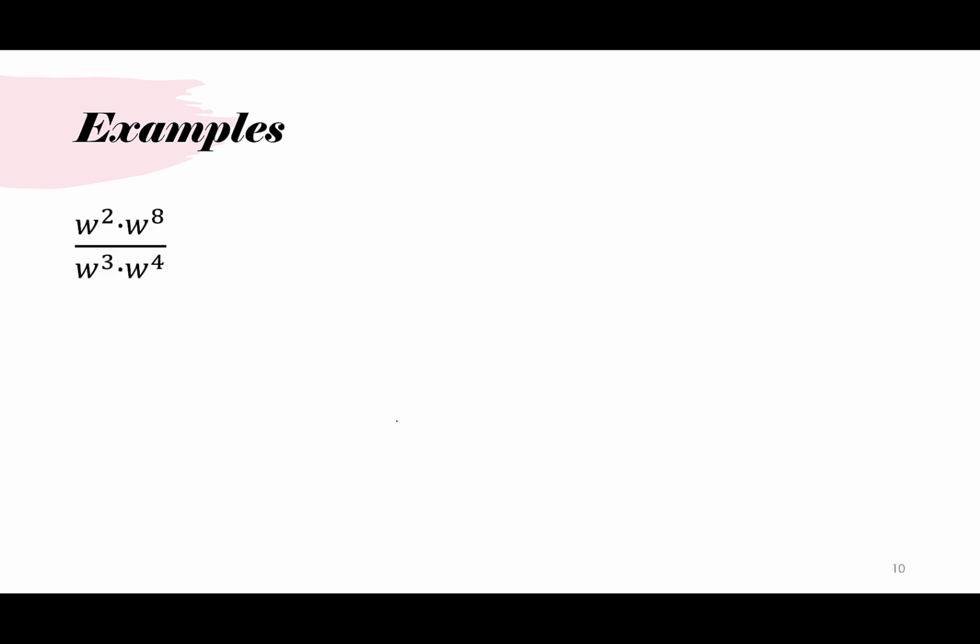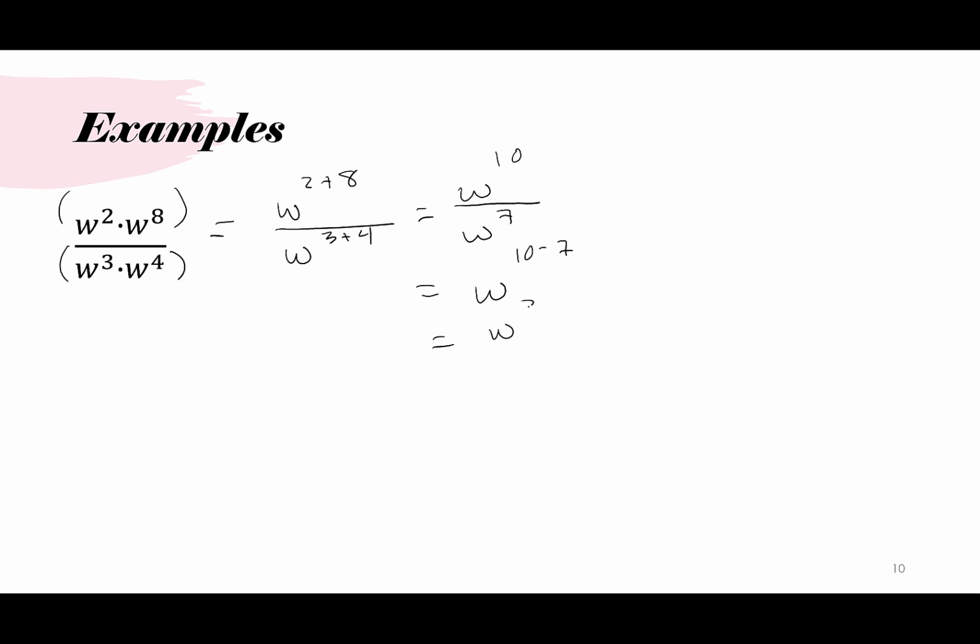Here's another one. I have w squared times w to the 8th over w cubed times w to the 4th. So I'm going to put in those parentheses to tell myself, simplify the top, simplify the bottom before I try to do anything else. So I have 2 plus 8 as the exponent for the numerator. I have 3 plus 4 for the exponent of the denominator. So 2 plus 8, that's w to the 10th. 3 plus 4, that's w to the 7th. Now I can say, okay, let's do our division. So I'm going to subtract. 10 minus 7 is w cubed.